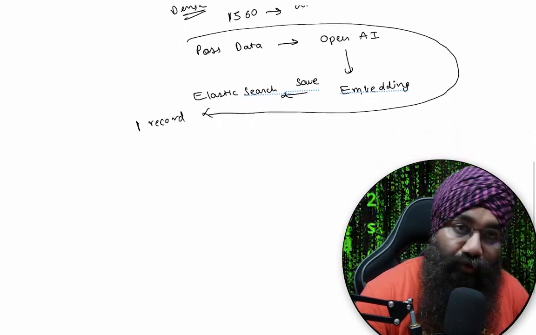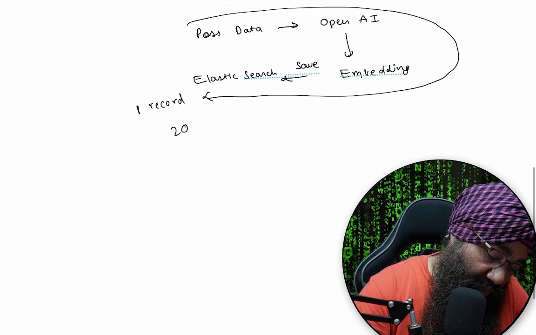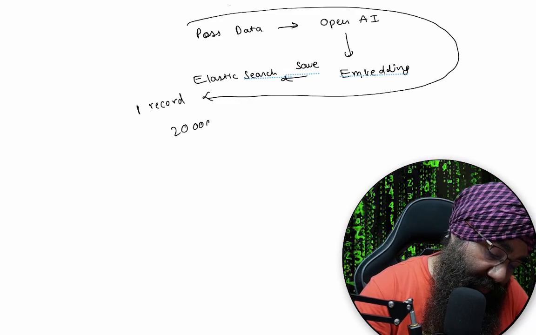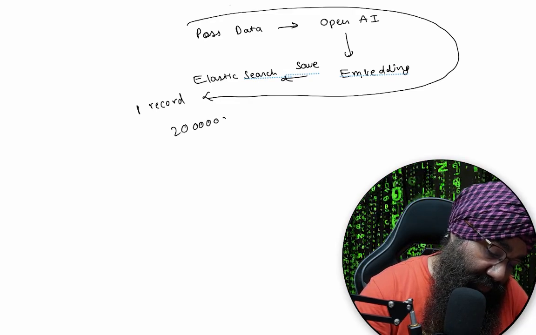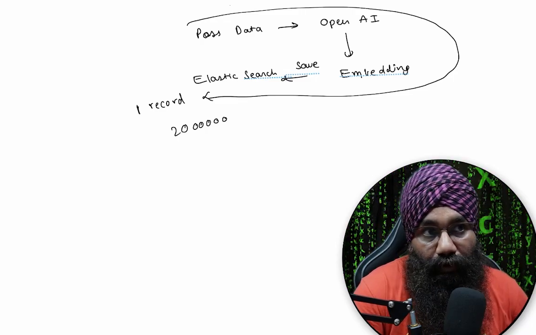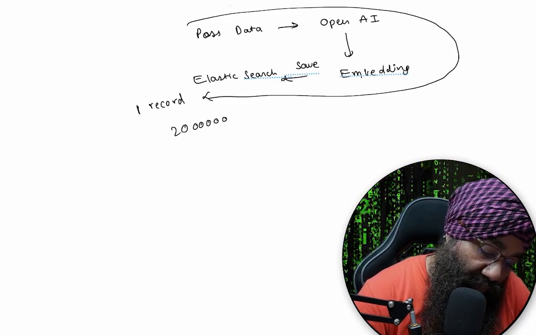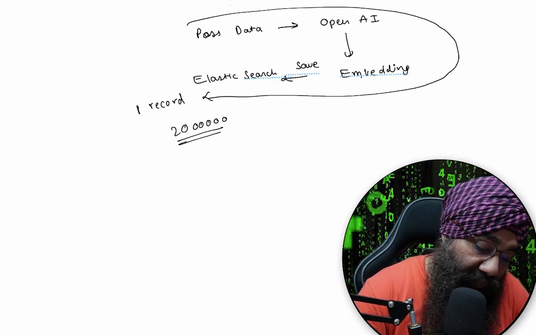Now suppose you have 2 million records. This is a huge number. If you continue to generate embeddings and store them one by one, it will take a lot of time.